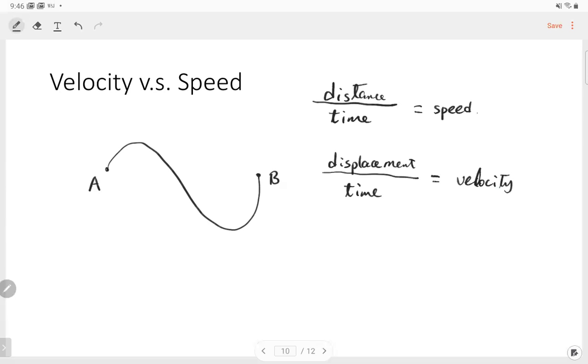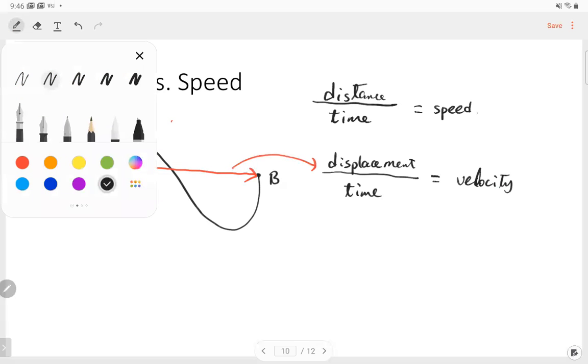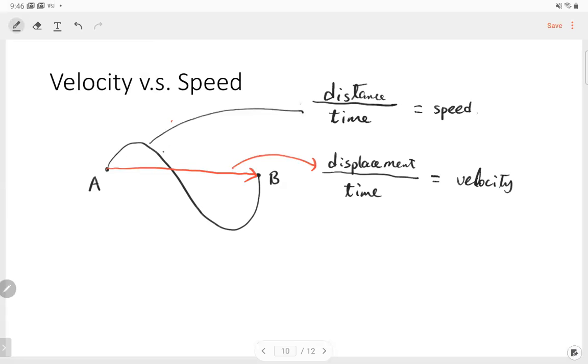Okay. So the velocity will be the red one. So the displacement from A to B here. So that will be displacement over time. And the distance will be this one. So we have the speed is always larger or equal to the velocity. So the velocity is smaller than the speed. Okay, and the velocity has the same direction as the direction of the displacement.